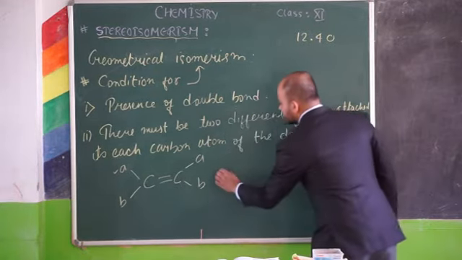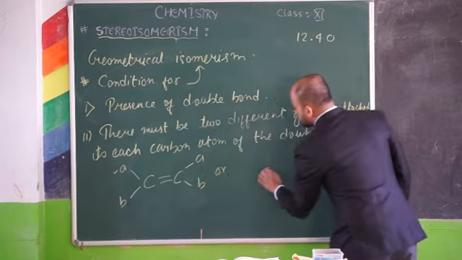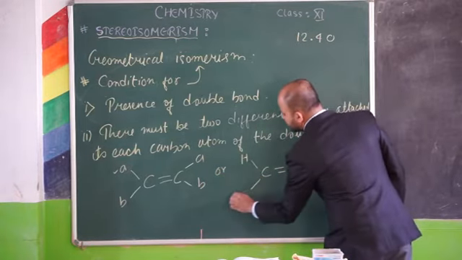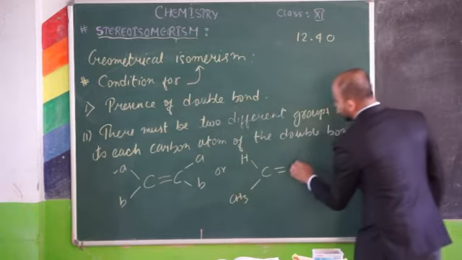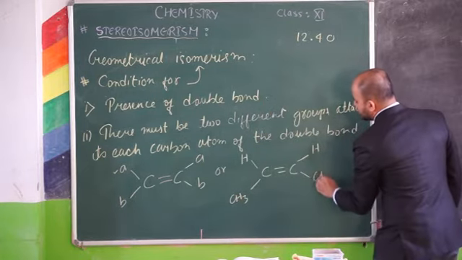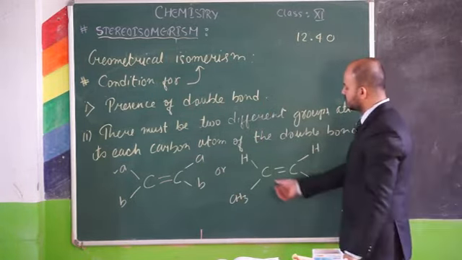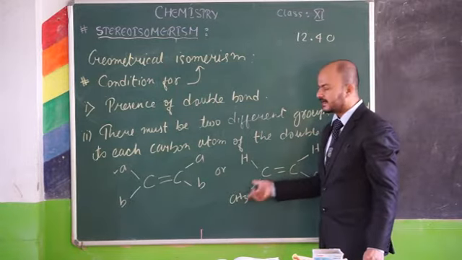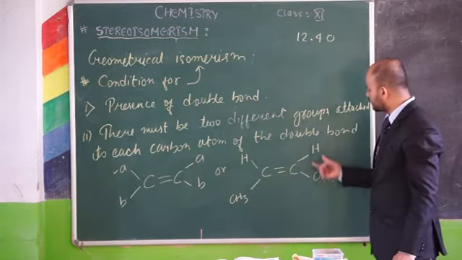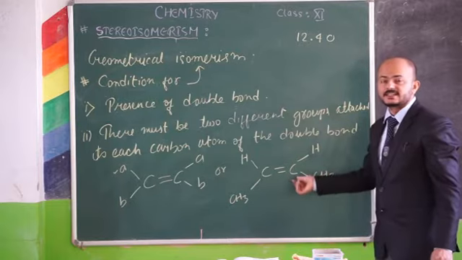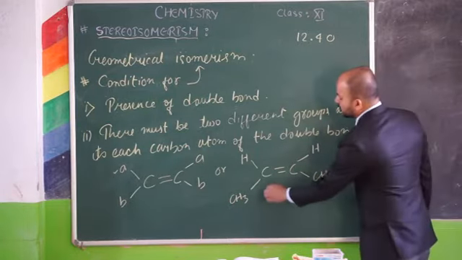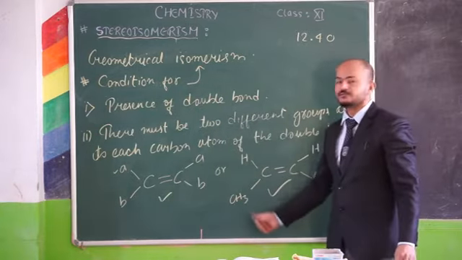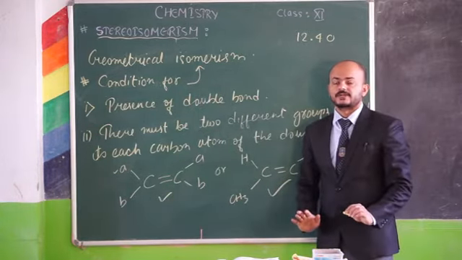Let me give you an example. Here C double bond C is present. Suppose you have hydrogen attached to this carbon and say CH3. And here again you have hydrogen and here CH3. Now you can see in this compound, hydrogen and CH3, these two are different groups attached to this carbon, and here also hydrogen and CH3 are attached to this carbon. These are different groups. Now this compound also shows geometrical isomerism. So you have to remember, different groups to be attached to the same carbon atom.